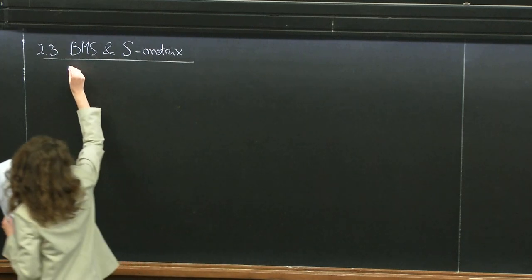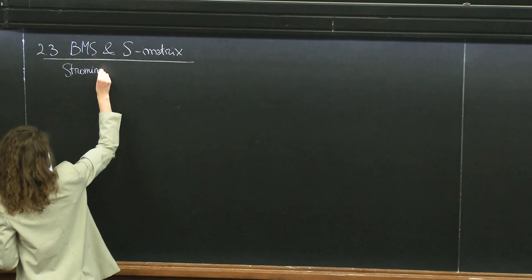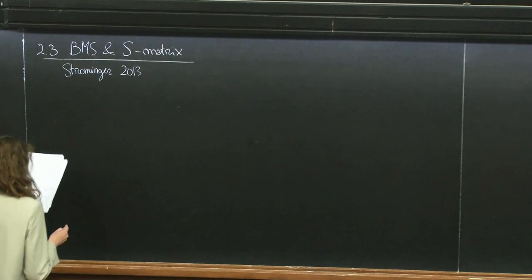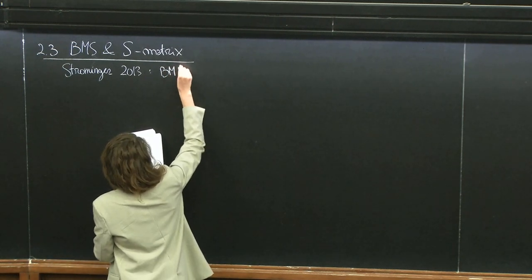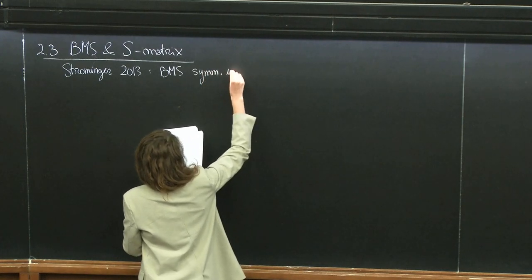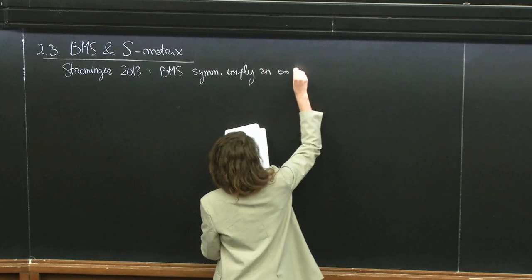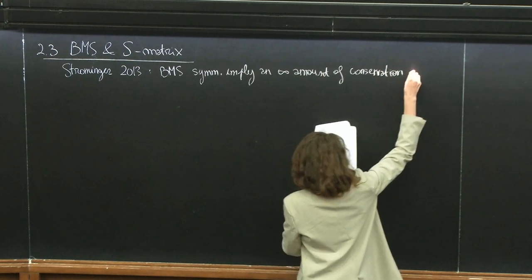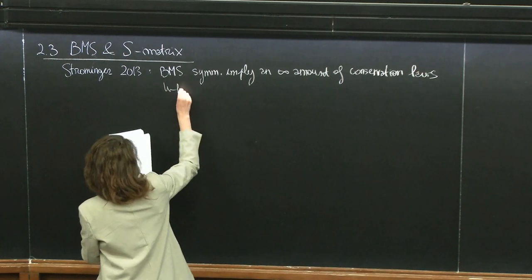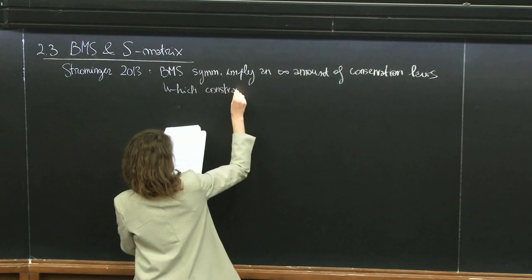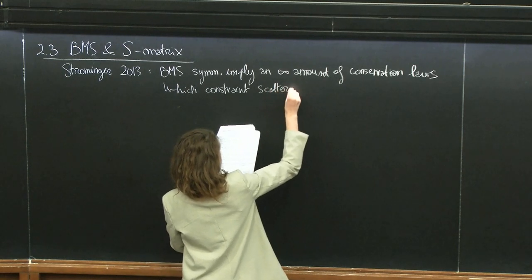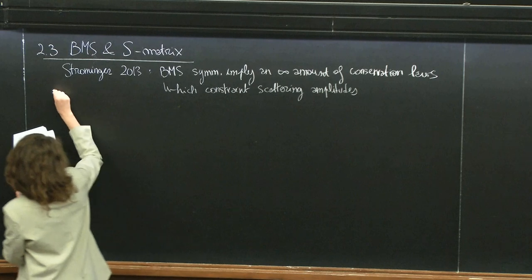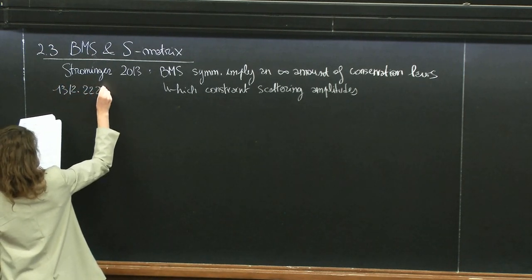So this is a result due to Strominger, which is now already a bit less than 10 years ago. The result can be stated as follows. BMS symmetries imply an infinite amount of conservation laws which constrain strongly scattering amplitudes of massless particles in flat spacetime. So these are the original references for these papers.